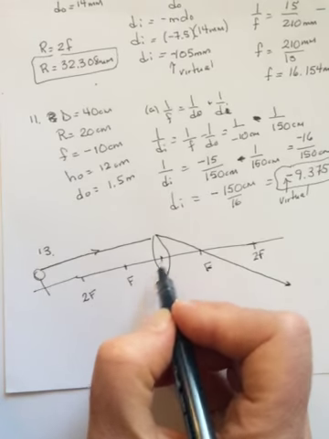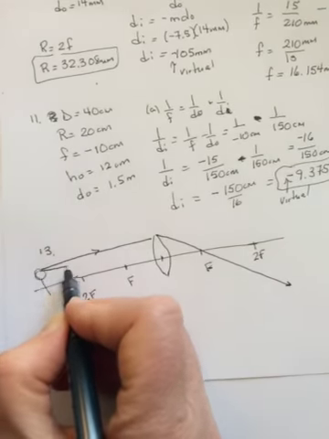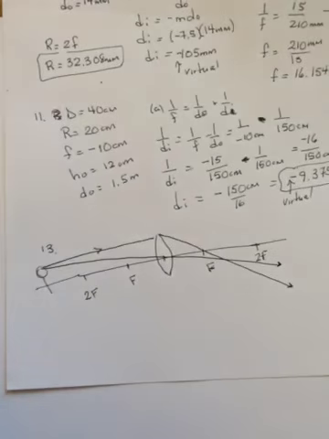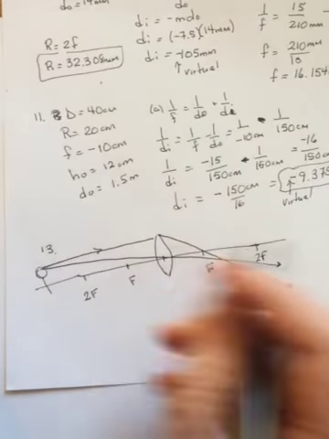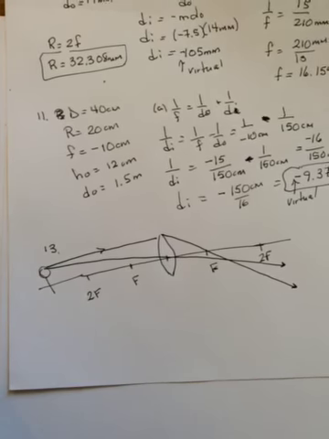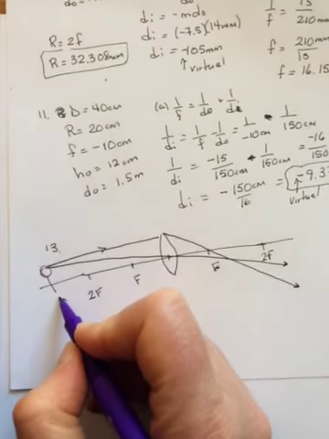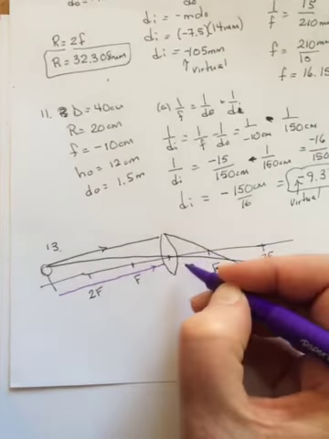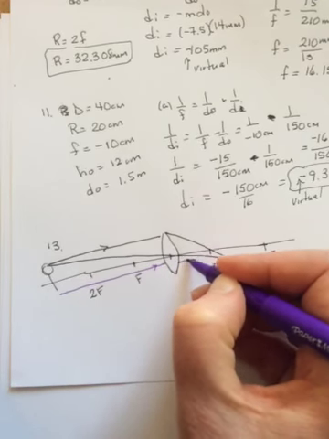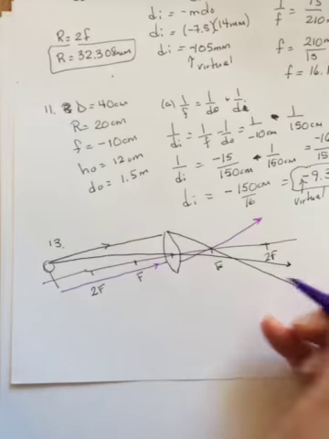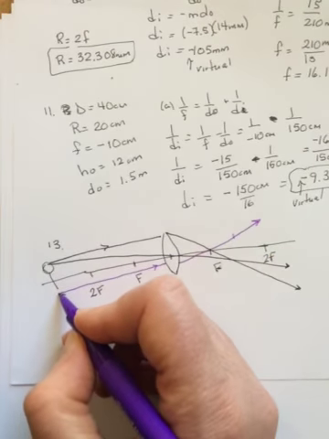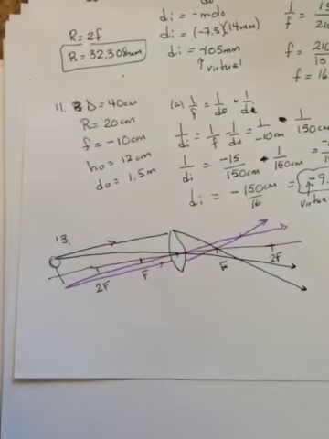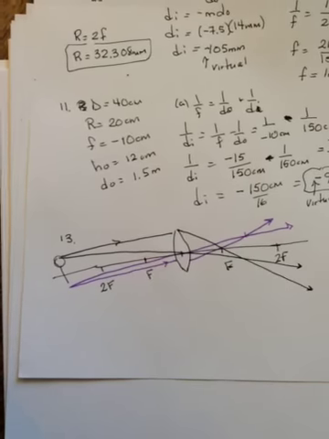A ray that goes in, passes through the optical center, passes straight through, and comes out on the other side. Okay? If I switch colors, a ray going in parallel to the principal axis comes out through F on the other side of the lens, and a ray that goes in through the optical center comes out, passes straight through.